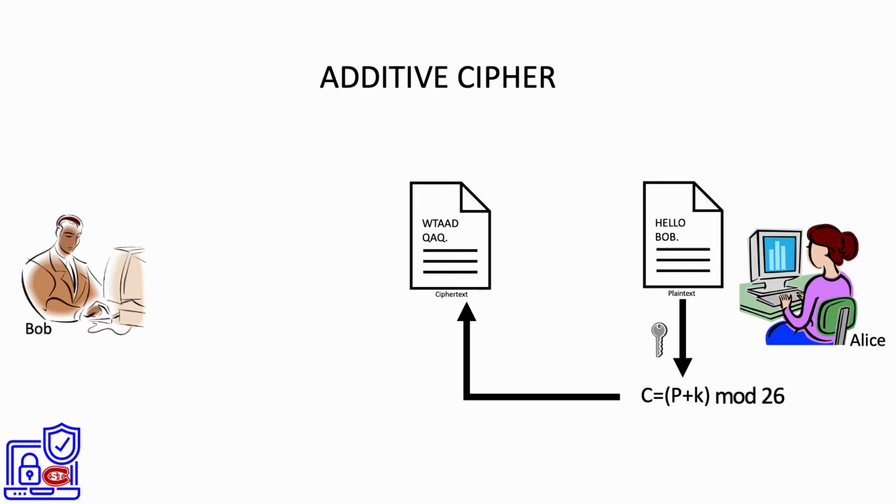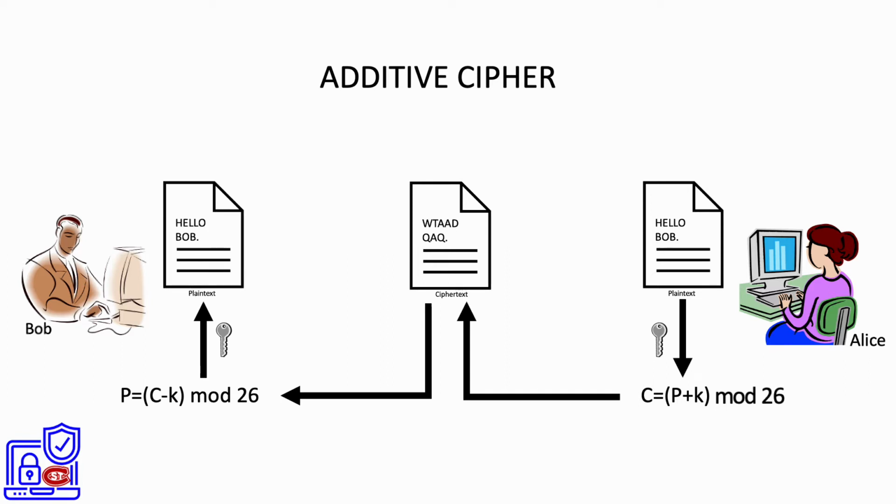Now, we know how to encrypt a plaintext message using Additive Cipher. But, how about decryption? Well, decryption is done on the ciphertext generated during the encryption. To get the plaintext back, we use this formula to get the plaintext back using decryption.